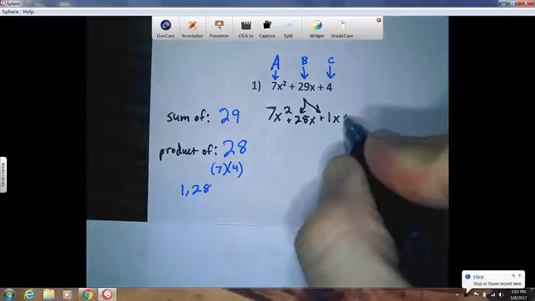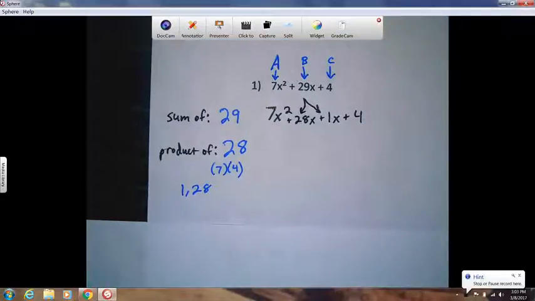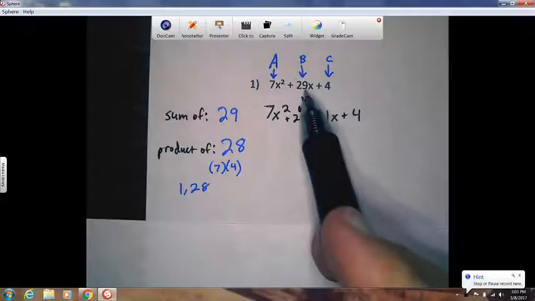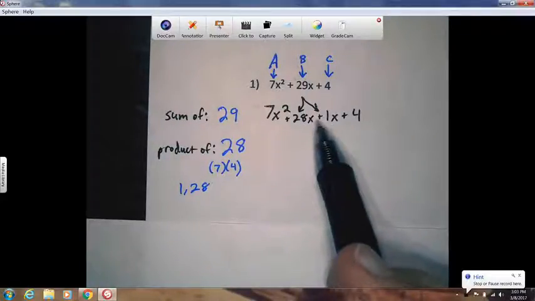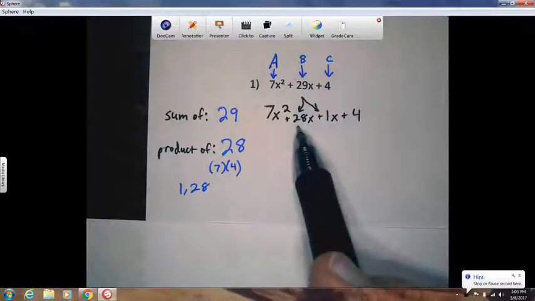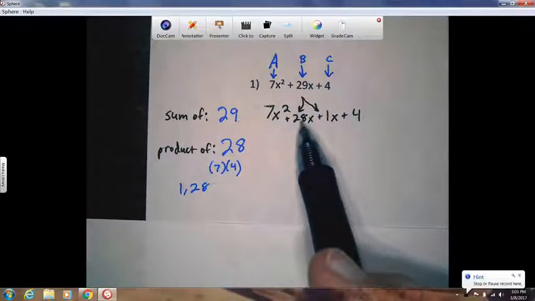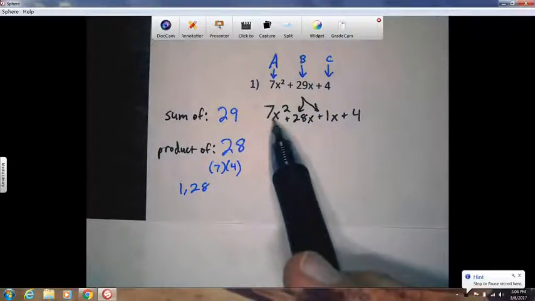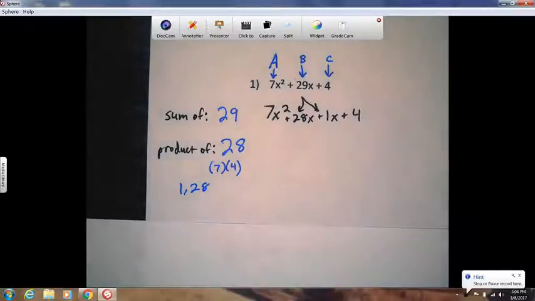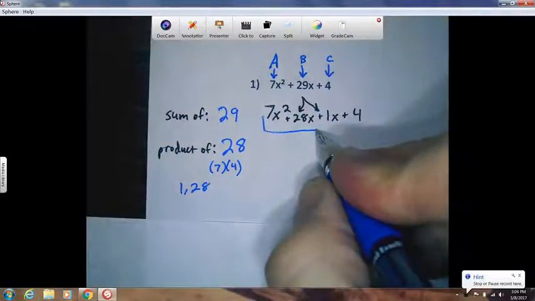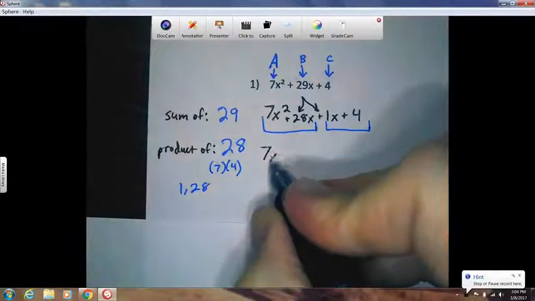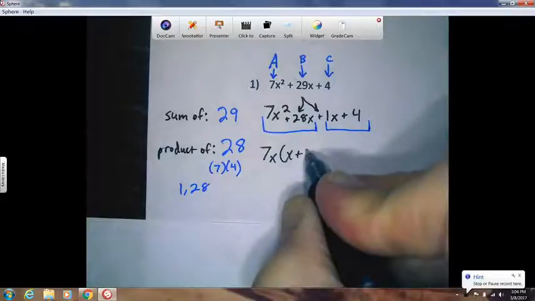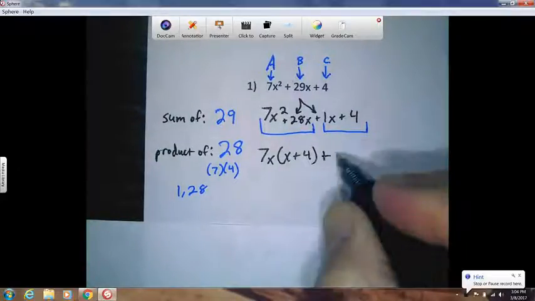into 2. So I've written this thing again, only instead of 29x, I have 28x and 1x. Well, it still adds to 29, but now I've split it this way. I've also put 28x first because I know 28 is divisible by 7. So I have a greatest common factor there. So now you factor by grouping those two groups. So I have 7x, x plus 4, plus 1, x plus 4.